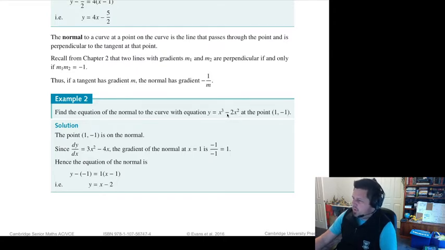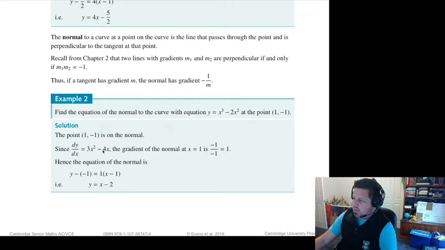So to calculate the equation of the normal, we need to work out what the gradient is at this particular point, x1. So we're working out the derivative here. The derivative of this here is 3x squared, take away 4x.